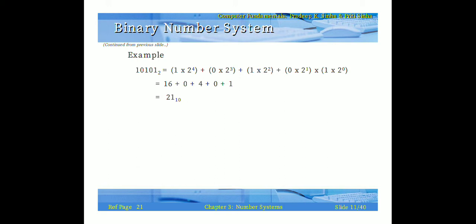Here what you can see is, in the binary number system, only the position value is obtained, that is 1 into 2 raised to 0 or 0 into 2 raised to 0. Because the binary number system uses only two symbols, the maximum value we can get is the position value, otherwise 0. So 16 plus 0 plus 4 plus 0 plus 1 is 21 in decimal. This is the same method if you want to convert any binary number into decimal.